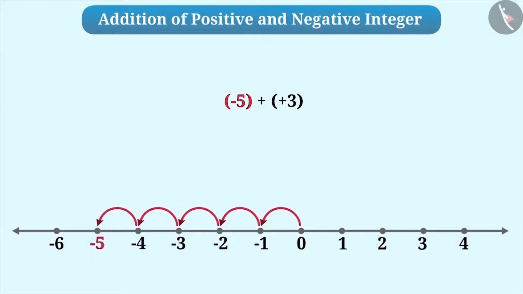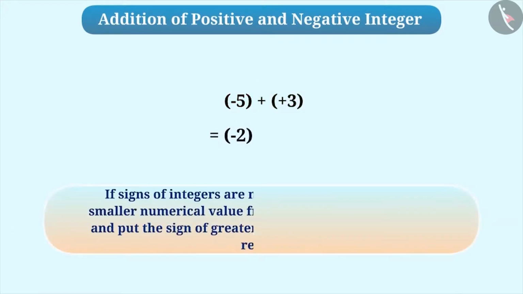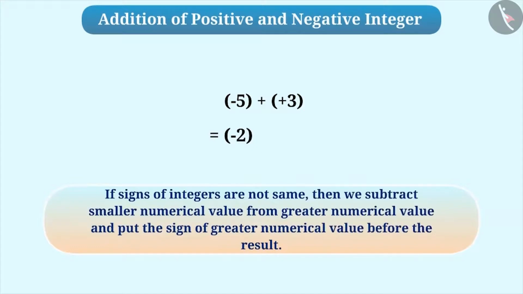Now the second integer is +3. Since it is a positive integer, we move 3 places to the right of -5. Thus, we reach -2, which is the result of -5 plus +3. Now you must have understood that if the signs of integers are not the same, then we will subtract the smaller numerical value from the greater numerical value, and then we will put the sign of the greater numerical value before the result.